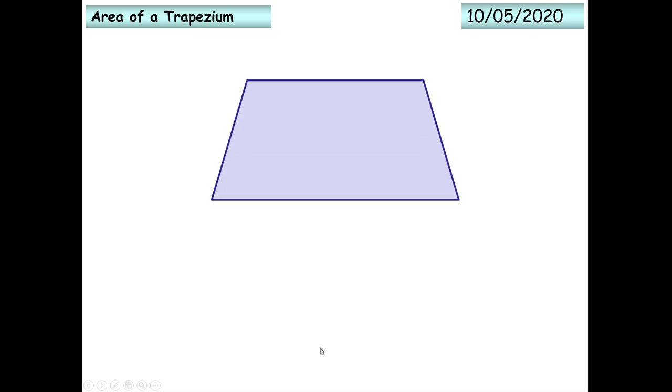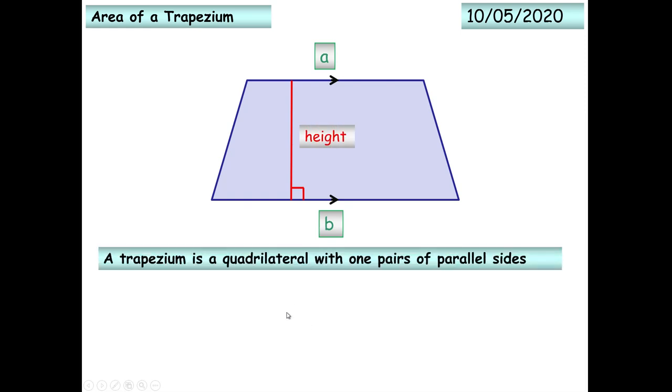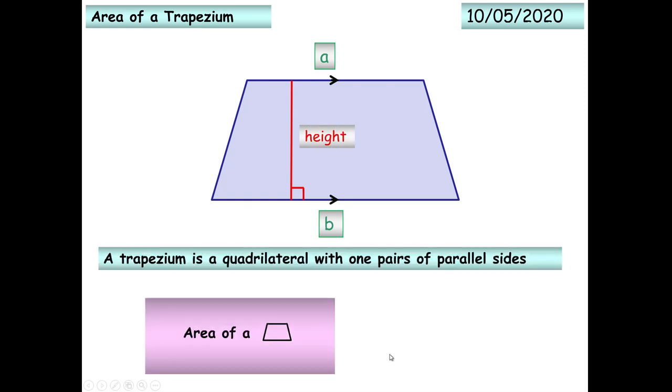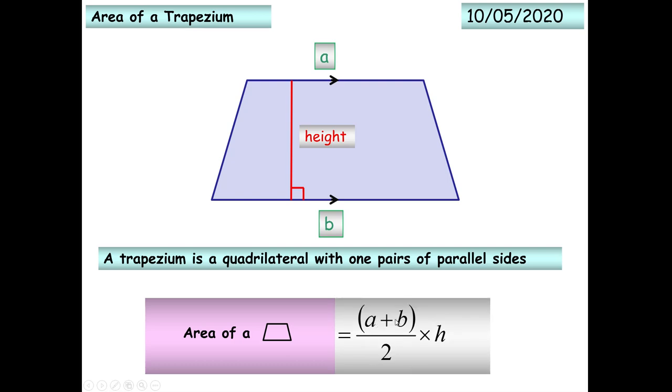Right. There's my trapezium. One pair of parallel sides, A and B, and perpendicular height. And I write the formula then in the form A plus B over 2 times H, the perpendicular height. Look at an example.